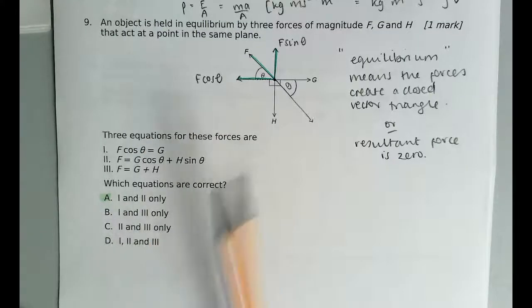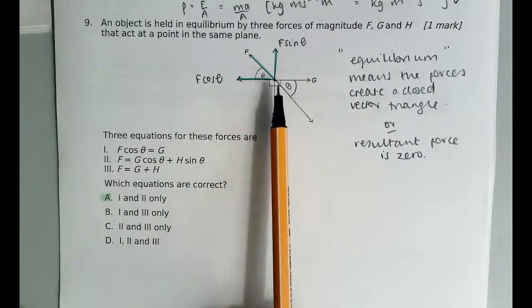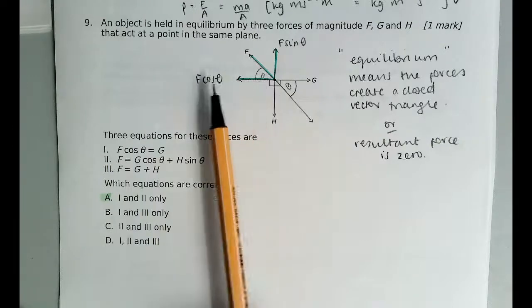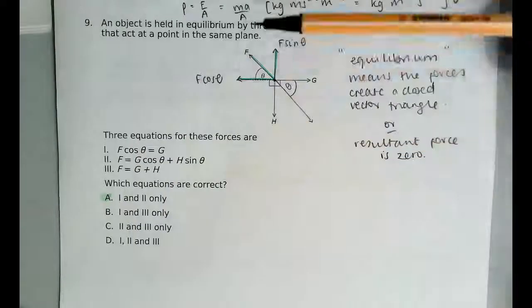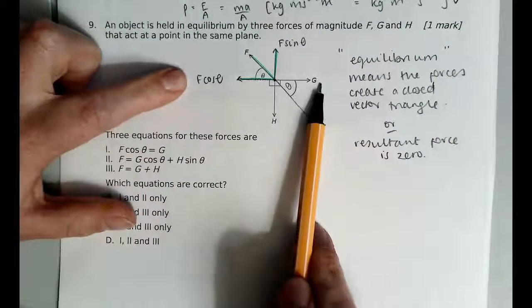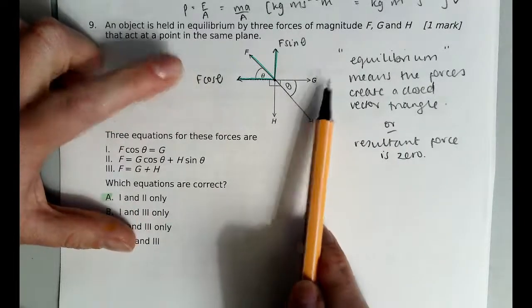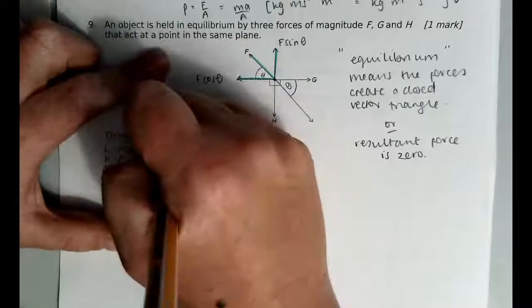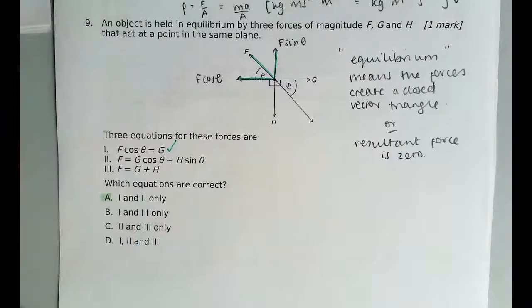We know that if we're in equilibrium, this object is not moving. So, resultant force is 0, which means that forces to the left have to add up to equal forces to the right, and up has to equal down. Okay, so in our horizontal plane we have G to the right and F cos theta to the left. They have to be equal to each other, else the object is going to move left or right.